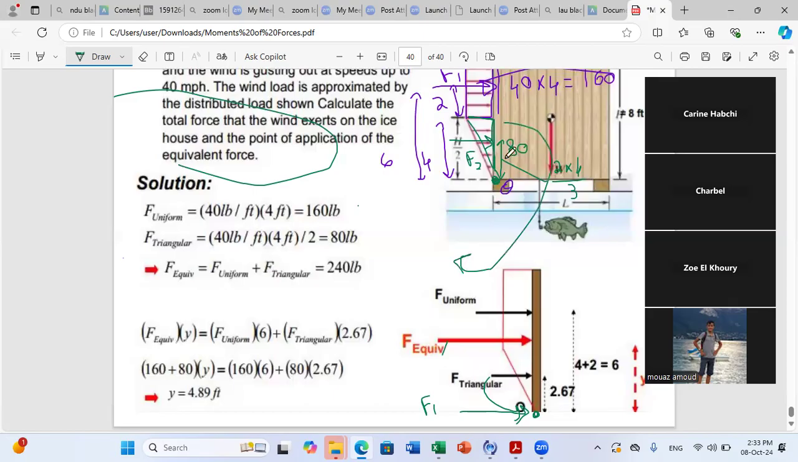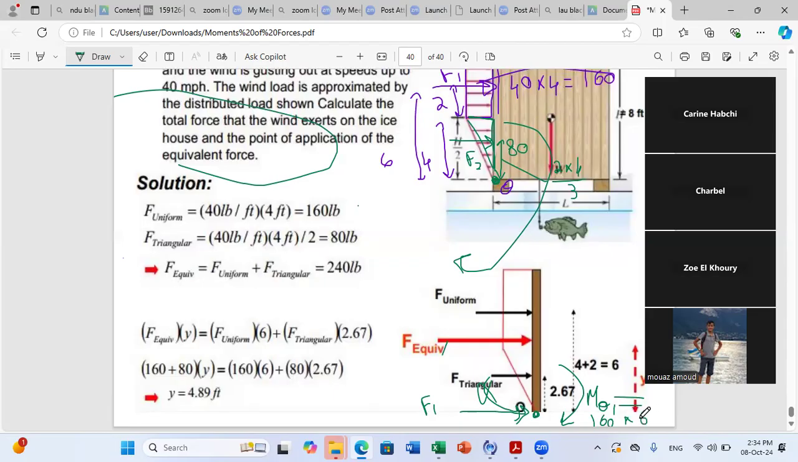This moment is clockwise. So I put a clockwise moment like this. And I call the moment about O of F1 MO1, which is equal to F1, which is 160, times the distance, which is 6. Okay? So first I moved F1 to O.